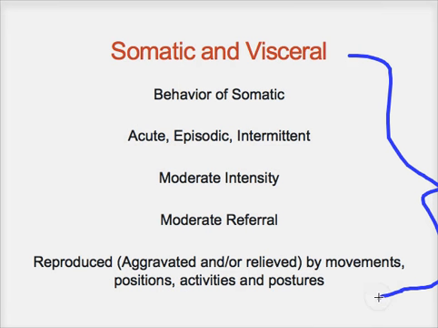In terms of who shouldn't we be seeing in the clinic, what I like to look at is who should we be seeing. We see people with somatic, local nociceptive, and somatic referred pain. People who have acute, episodic, intermittent symptoms. People who have symptoms of moderate intensity, moderate referral, and that can be reproduced, aggravated, and relieved by movements, positions, activities, and postures. If it doesn't fit that pattern, then there should be a very real question as to whether or not we should be seeing the patient in the physical therapy clinic.